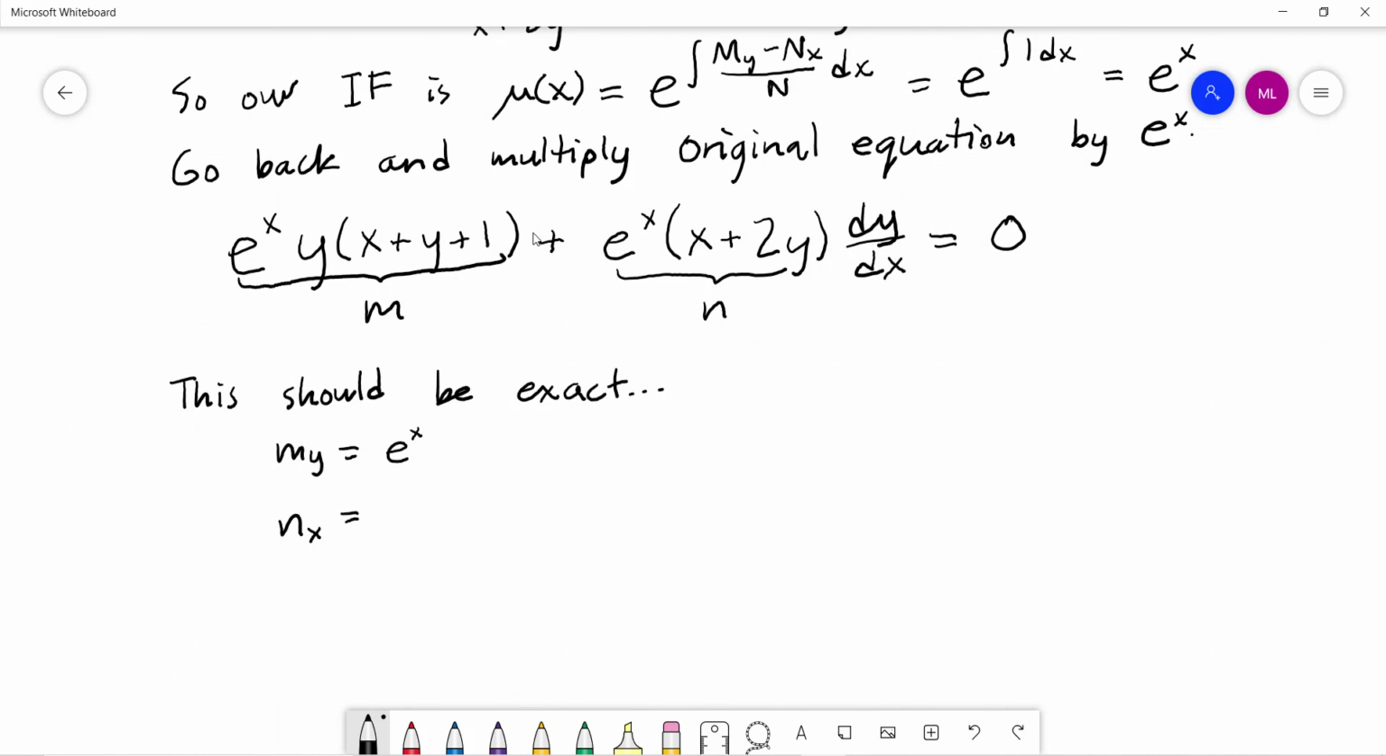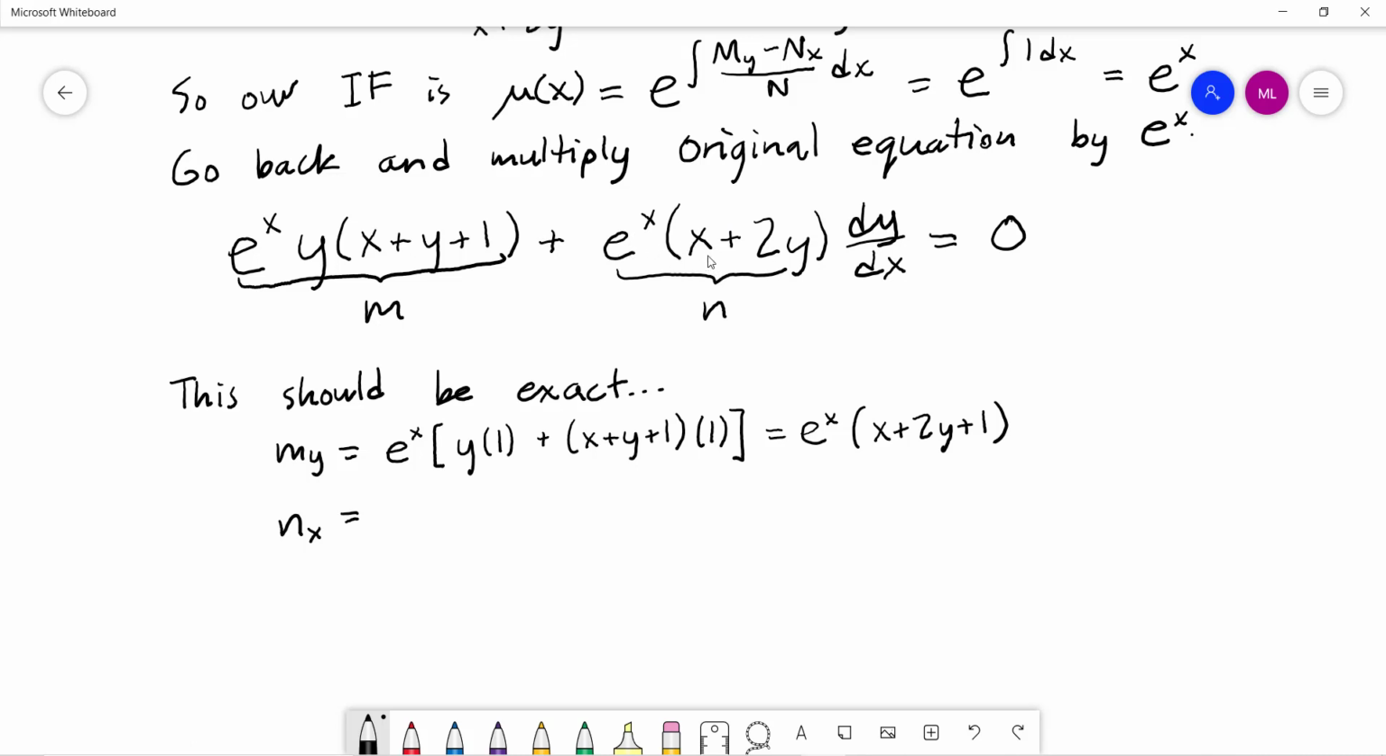And so the y derivative, again, is going to be, we can do a product rule on this. So it's going to be e to the x times the derivative of the second, plus the second times the derivative of the first. And we get e to the x times what we got before, which was x plus 2y plus 1. Good. Now we need to check the x derivative of this one, and it's a little bit more complicated now.